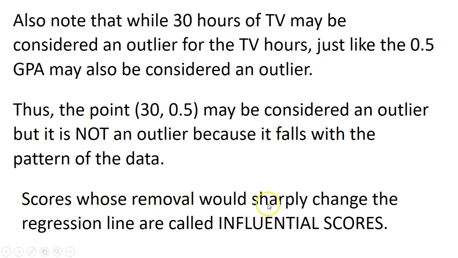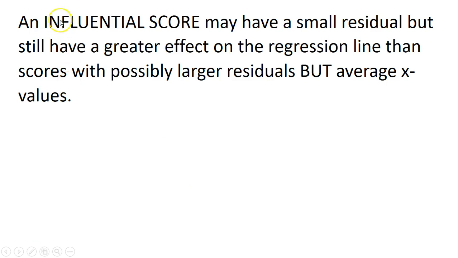Scores whose removal would sharply change the regression line are called influential scores. Meaning, if I took that point away, that's not going to change anything. But if you take one of the outlying points away, that's probably going to be an influential point if it sharply changes how the regression line looks. Those are what make influential points. An influential score may have a small residual, but still have a greater effect on the regression line than scores with possibly larger residuals but average X values.